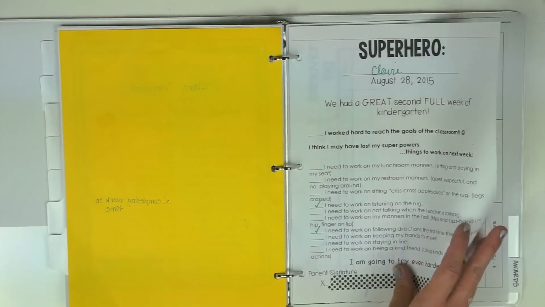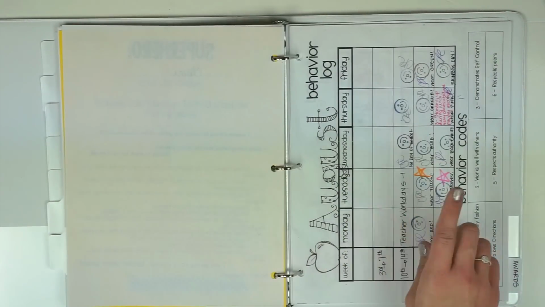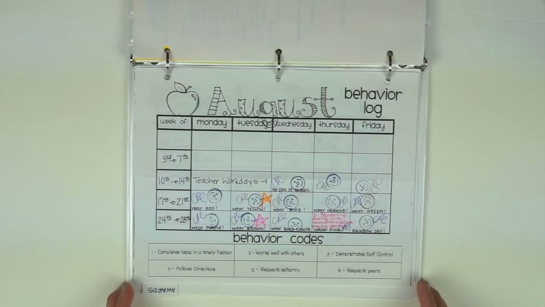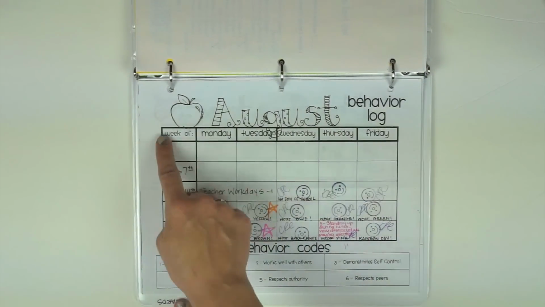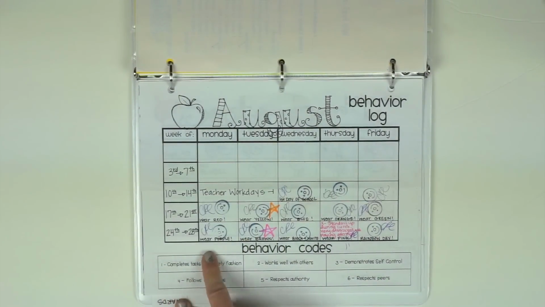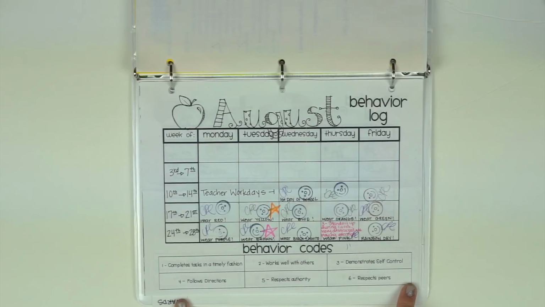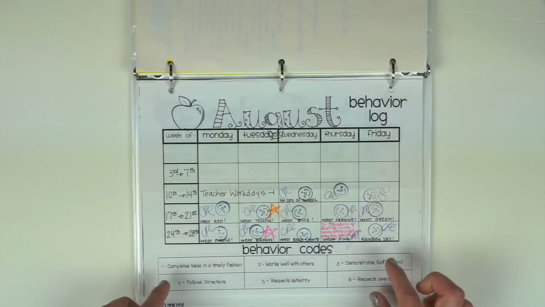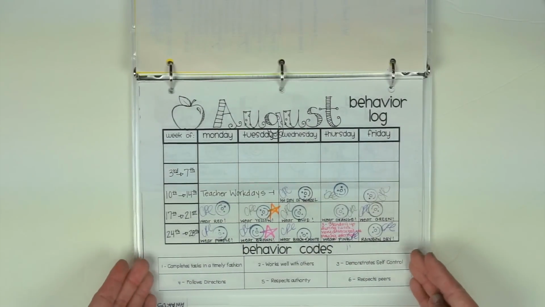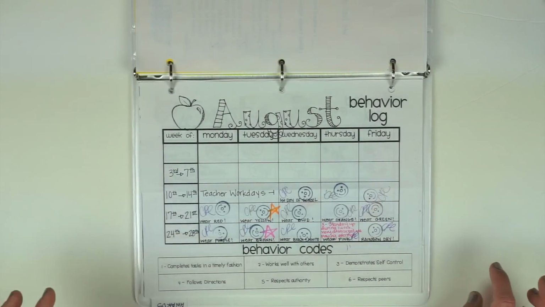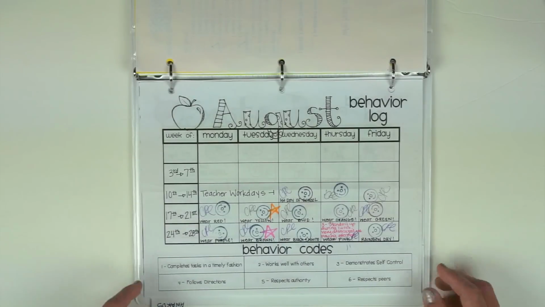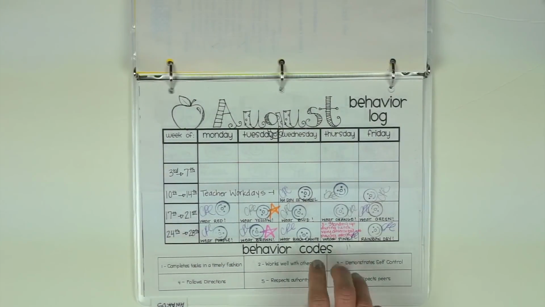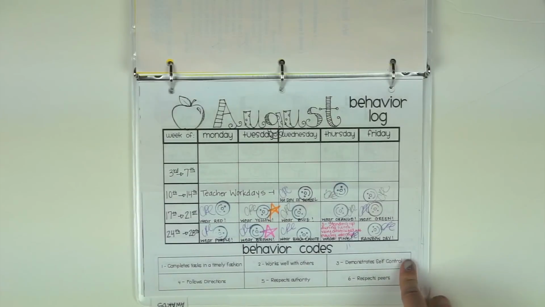So I keep their first 2 here, and then after that I pull out my behavior log. Now I don't know where exactly I got the actual calendar from, but I made a table down here at the bottom that has our behavior codes for our school specifically. So our school focuses on the 6 behavior soft skills, is what we call them. And this is what I go off of when I am marking their behavior.